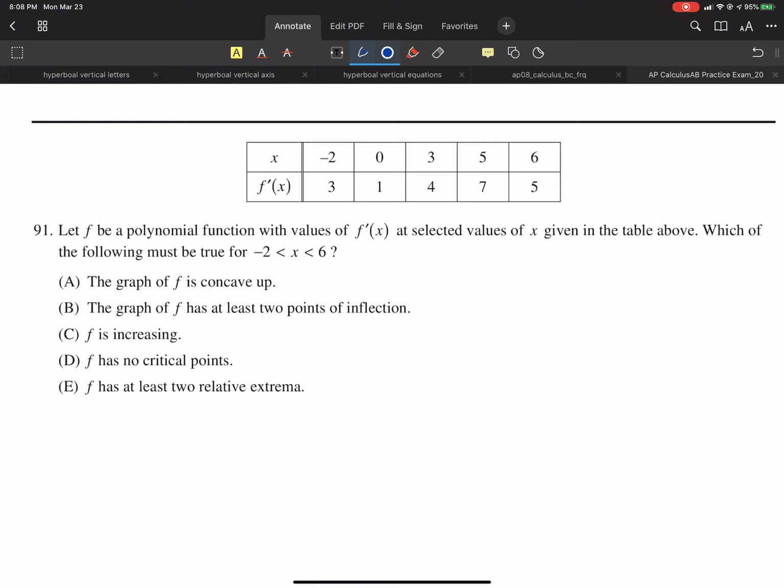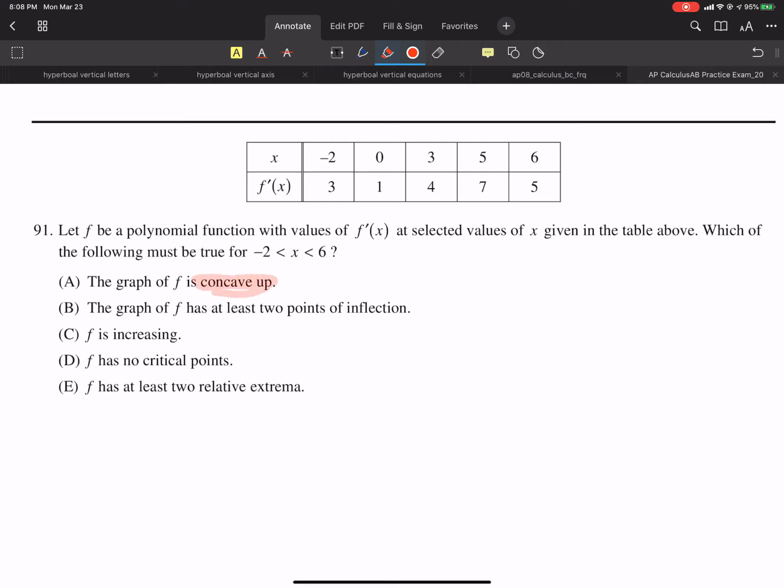Wow, time to celebrate. We're down to the last two problems. Here we go. So, what do we have? We have f prime of x as selected values. What must be true about this? So let's hit these one by one.